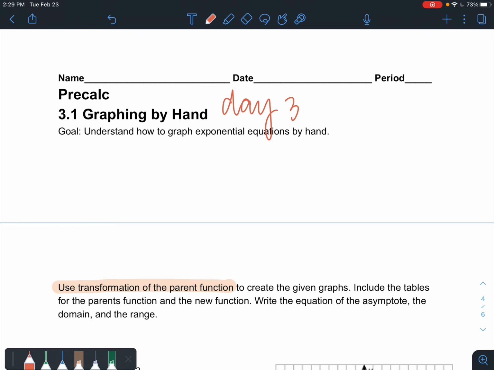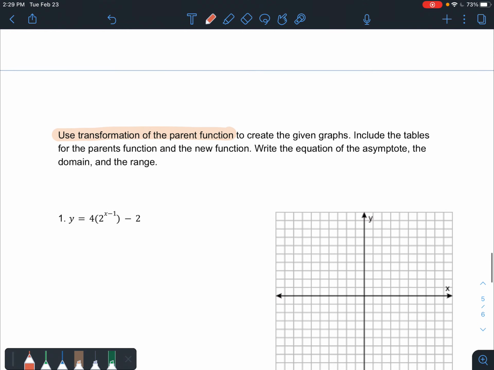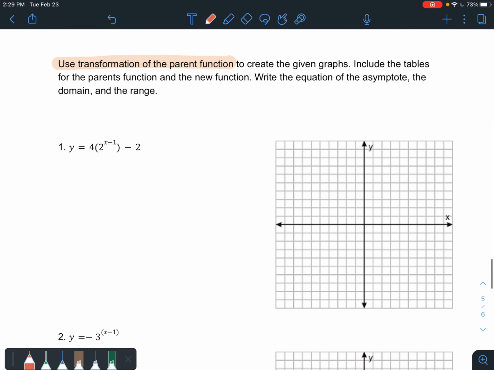So we're going to use our transformation of the parent function to create our graphs. Okay, so let's go ahead and jump right in. So remember, we need to find the parent function, then find the new function, and then we also want to do our equation of the asymptote, the domain, and the range.